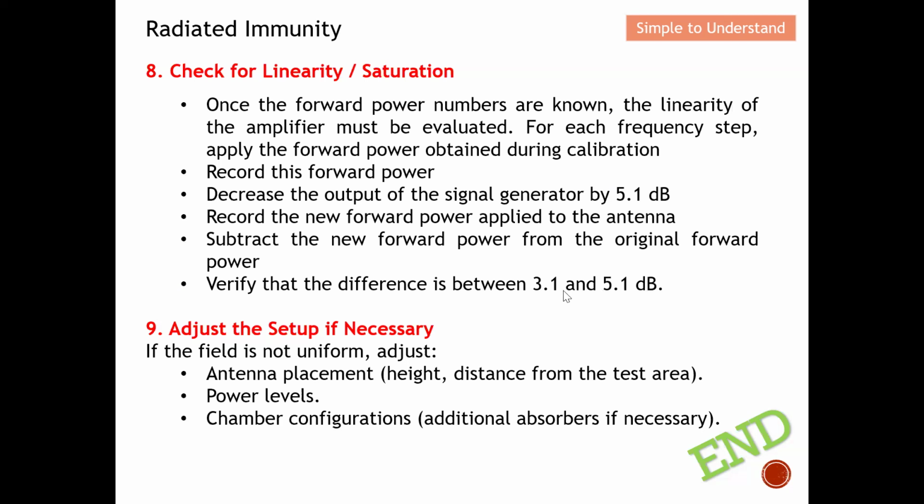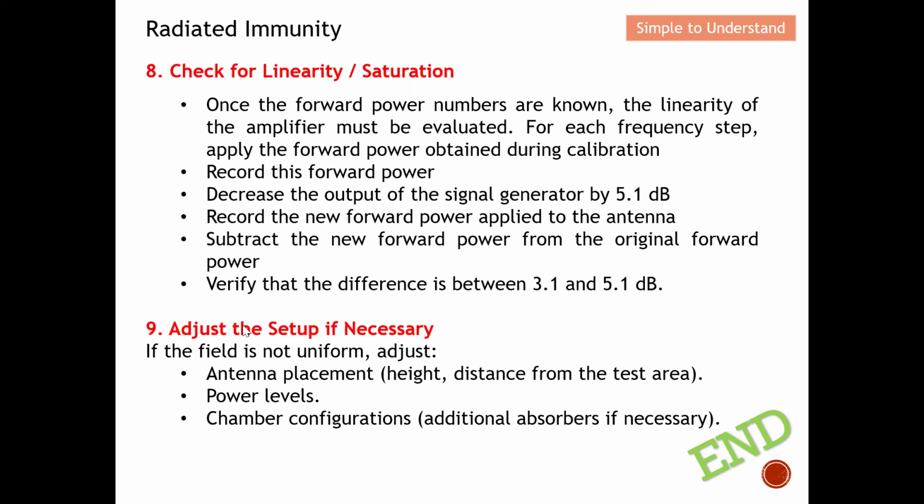Basically, if we are able to control the signal by reducing the output power from the signal generator, we know that the amplifier is not saturated, and therefore the linearity will pass, which means that we prevent the amplifier from going into the saturation region. So this will be step number 8.